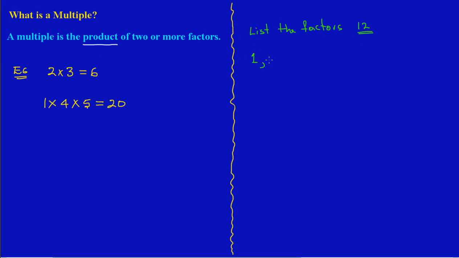The next number would be 2, because 2 goes into 12 6 times. Then I know that 3 can go into 12 4 times, 4 can go into 12 3 times, and I know also that 6 can go into 12. But also 12 can go into itself 1 time. So the factors of 12 are 1, 2, 3, 4, 6, and 12.